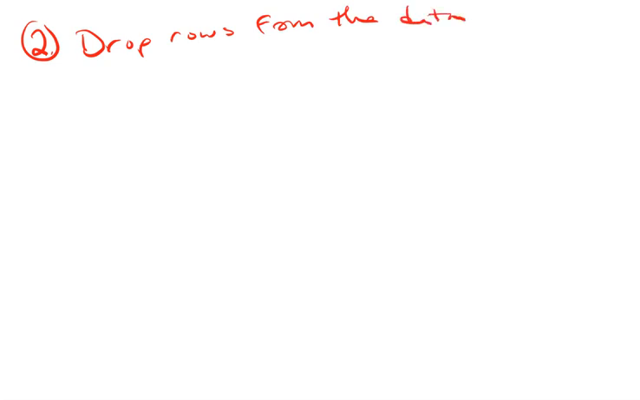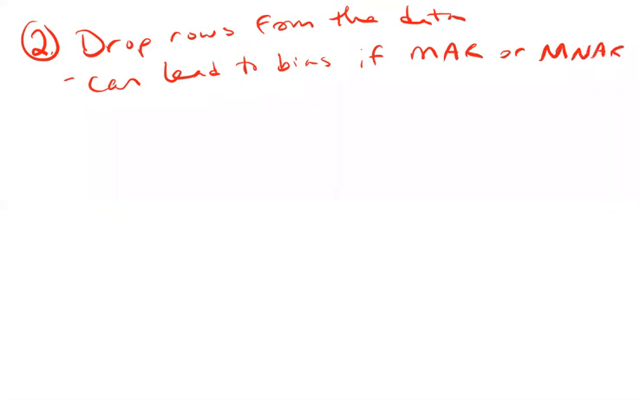The number 2 strategy that I'll list here is actually dropping rows from the data. In other words, ignoring the observations that have missing values on the variable or variables that you care about. The huge problem with this method is that it can lead to bias. In other words, lead to systematically getting the wrong answer if your pattern of missingness is either missing at random or missing not at random, either of those, okay?